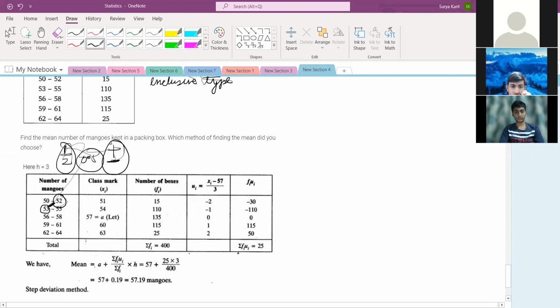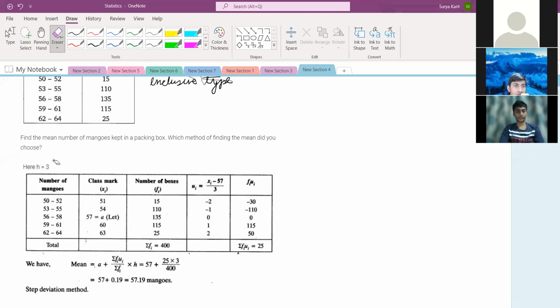Okay. What is the difference coming? You take 1 and divide by 2. How much is coming, that you should subtract in the lower limit, and that same thing you should add on the upper limit. Okay. Is it clear? In that way you should do.